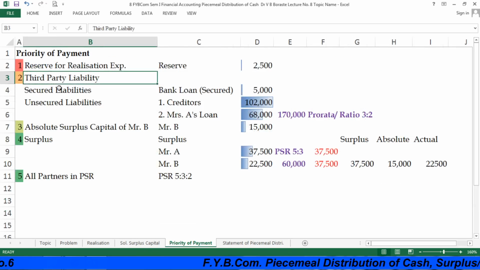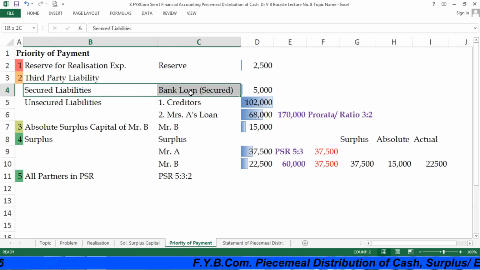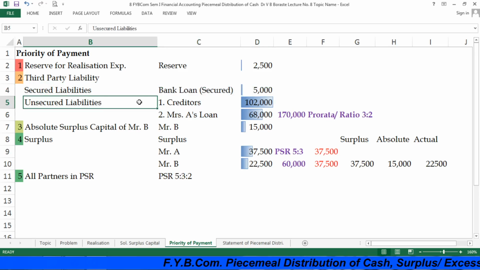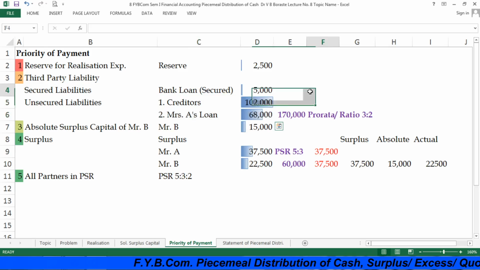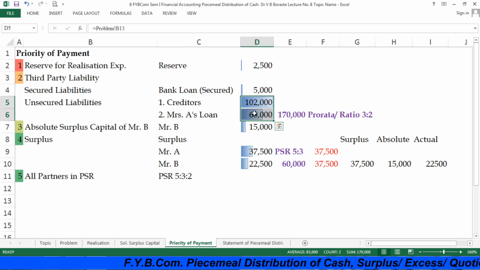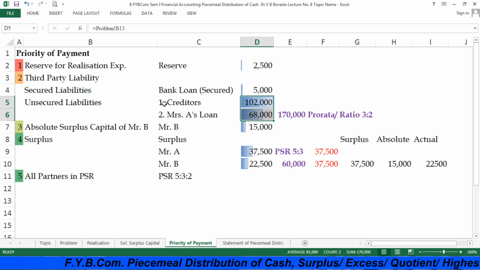So we will pay third party liability, that is first of all we will pay the secured loan, that is the bank loan, which is 5,000. After payment of the secured loan or bank loan, we can pay unsecured liabilities. Here we have two liabilities. First one is creditors and second one is Mrs. A's loan. So we have to pay these liabilities together because both are unsecured liabilities, and we have to pay them on a pro rata basis, that is 3:2. Their liability ratio is here.